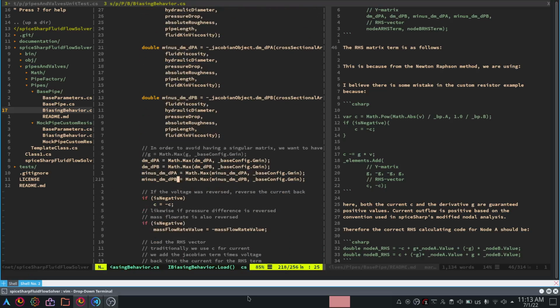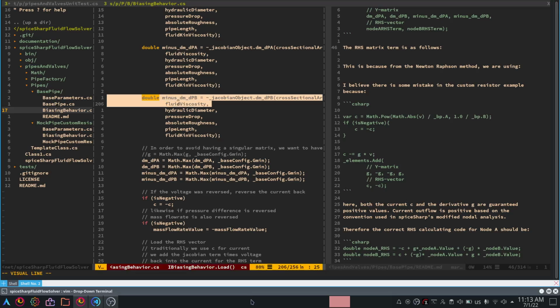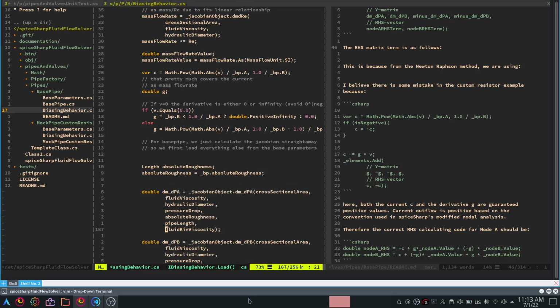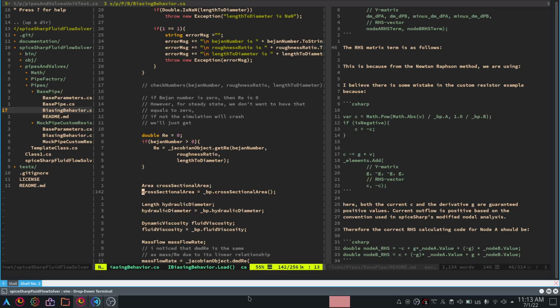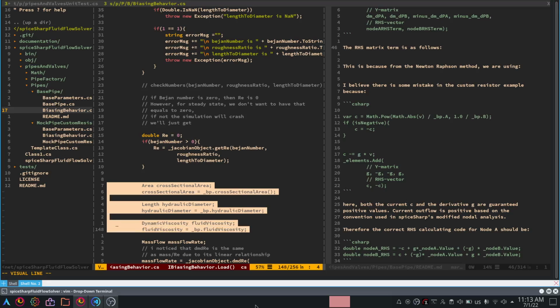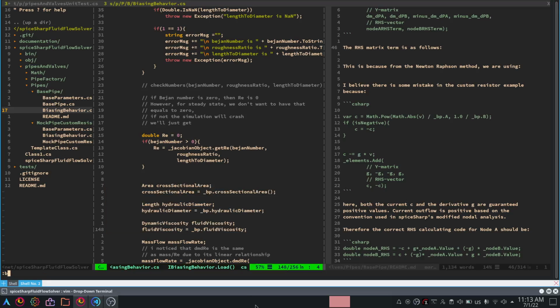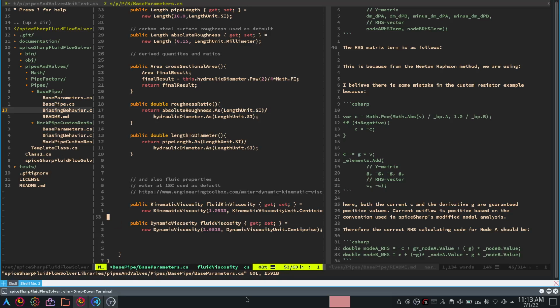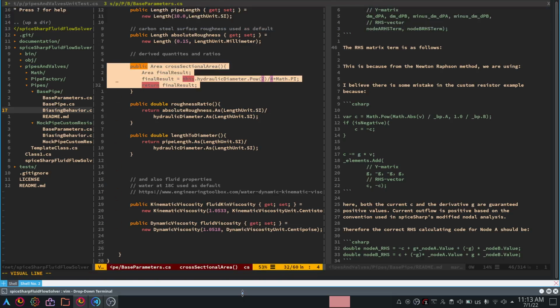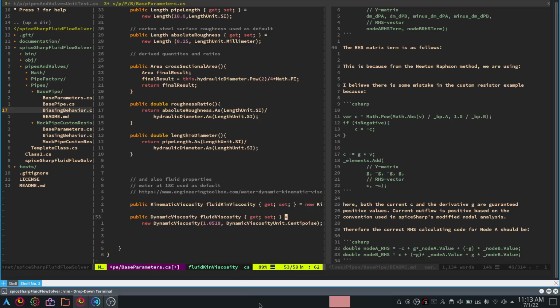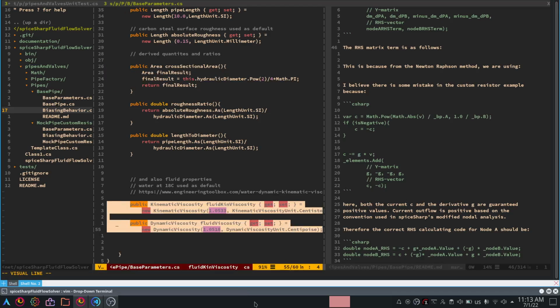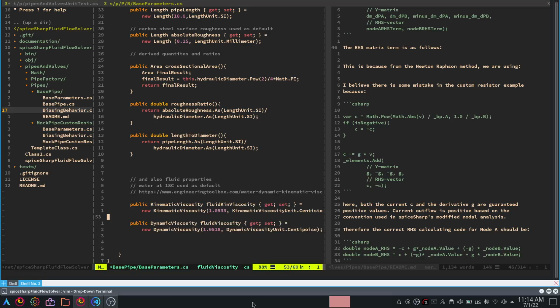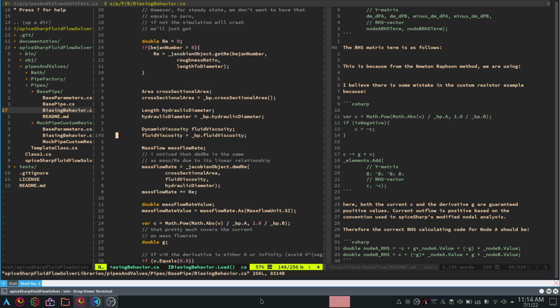So where do we get all these values from? We get them from our base parameters. As you see just now, our base parameters will have things like cross-sectional area. You have things like kinematic and dynamic viscosity, as you can see here. I don't know whether the highlight's helping or not, but that's where you get the stuff from.